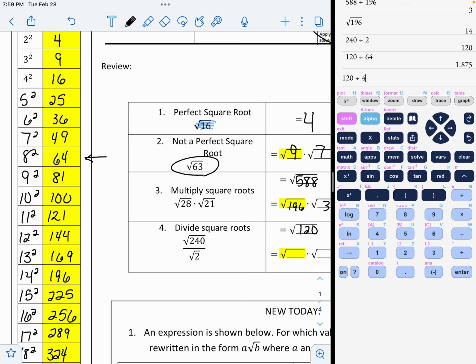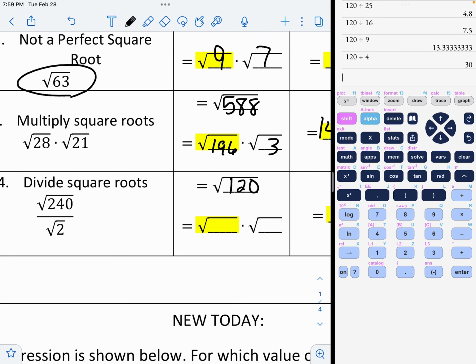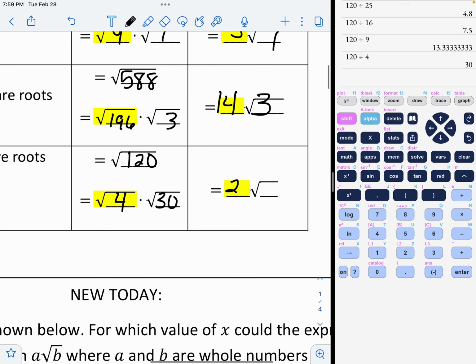Next, you divide by 49. Next, you would divide by 36. Next, you would divide by 25. Next, you would divide by 16. Next, you would divide by 9. And this is it. It's 120 divided by 4. I just have some things I have memorized, and that's one of them. So I got a 4 that worked with a 30. So the answer would be a 2 with a square root of 30.